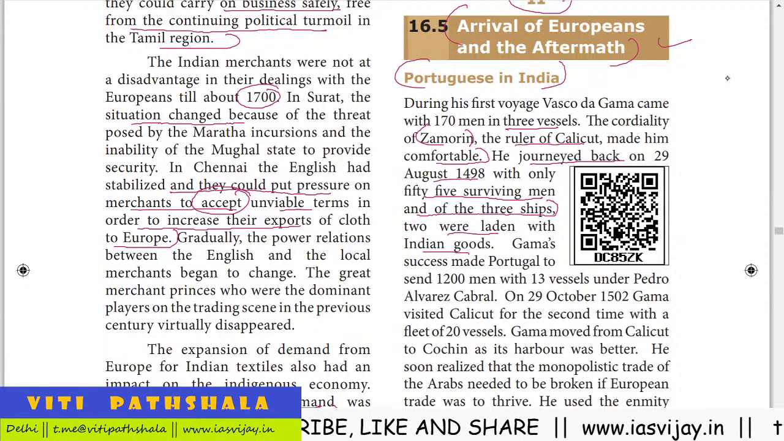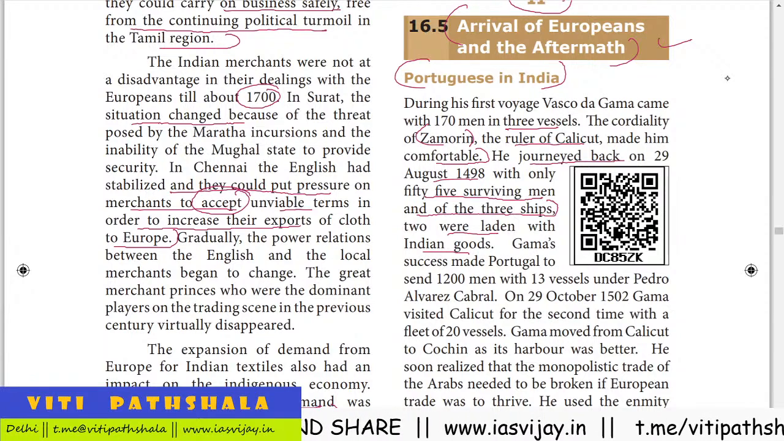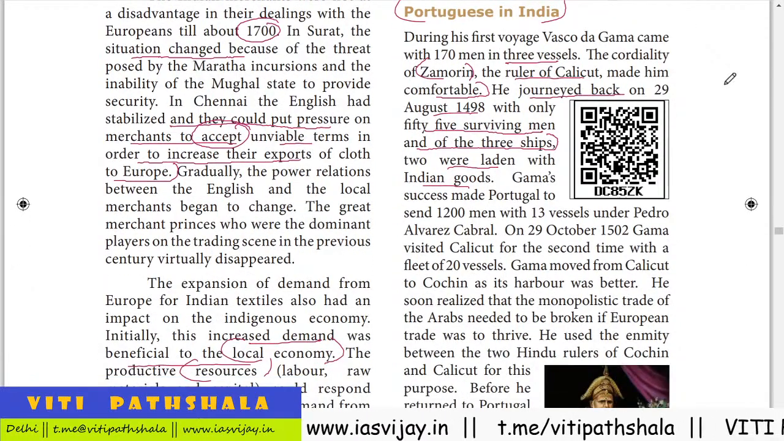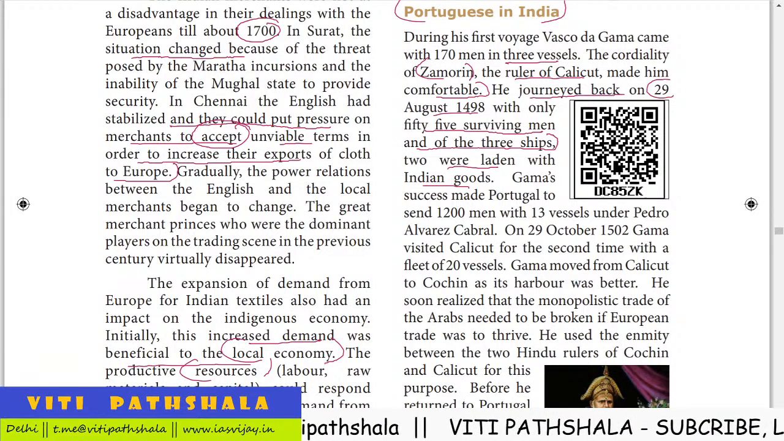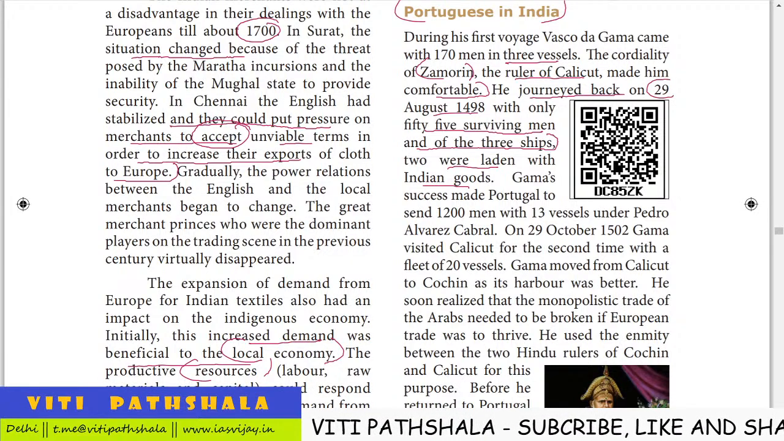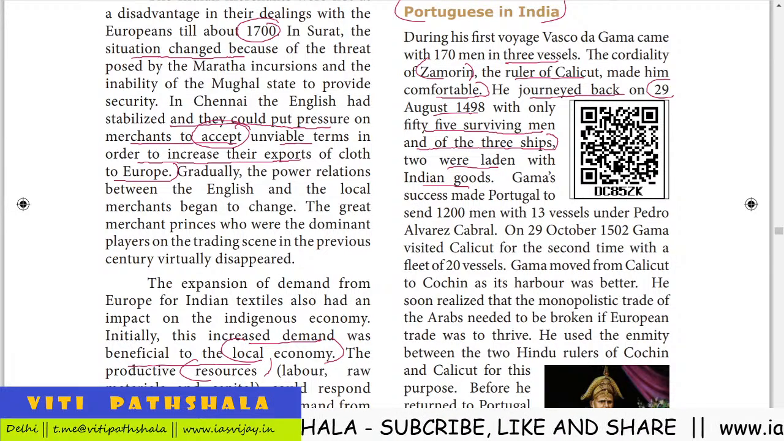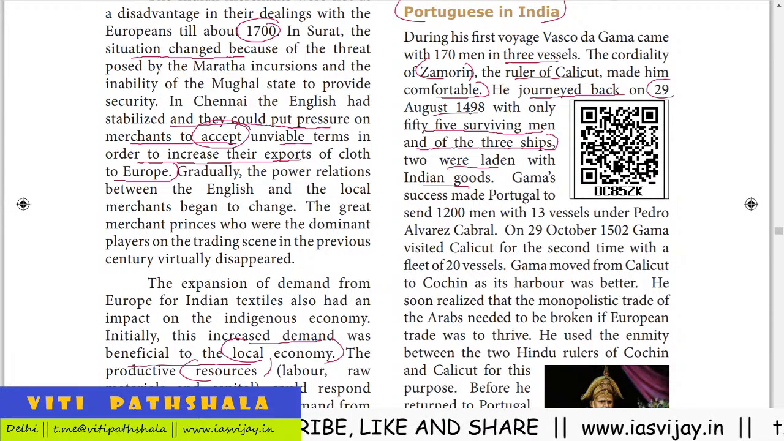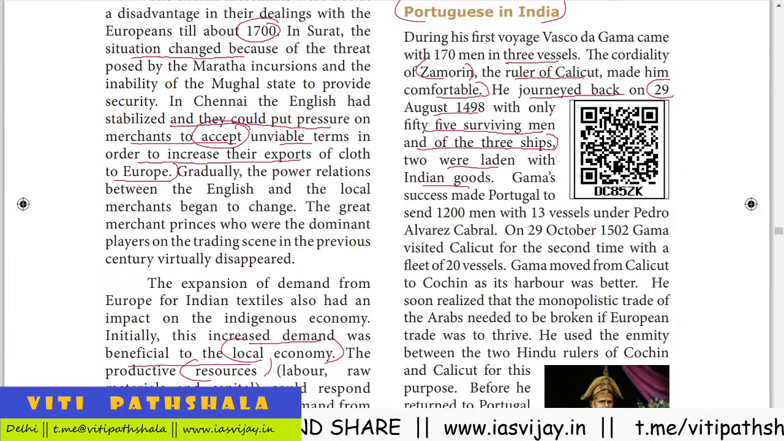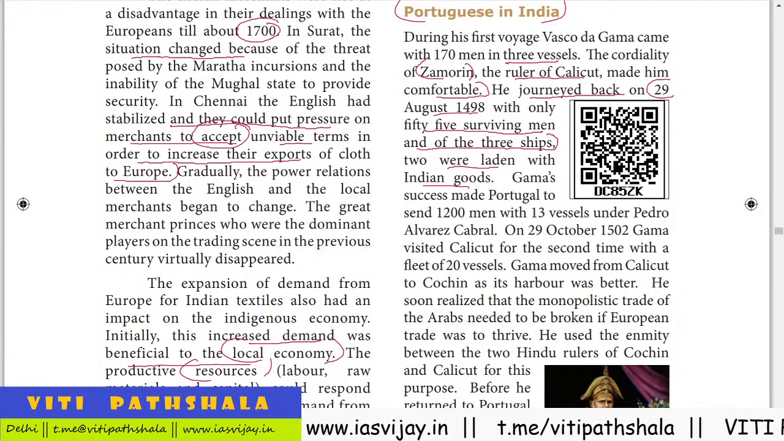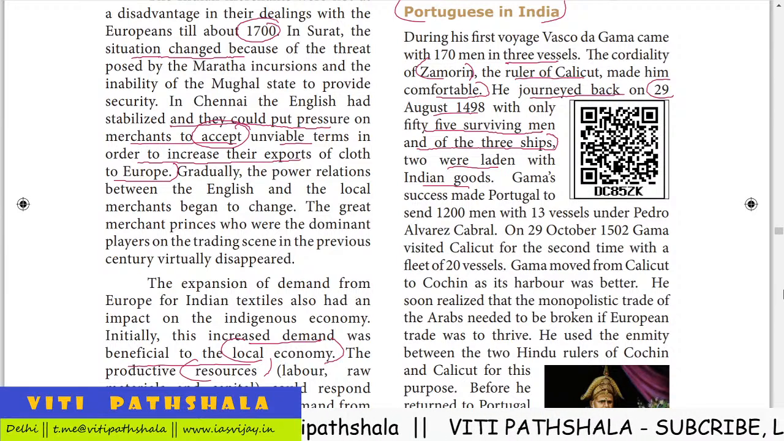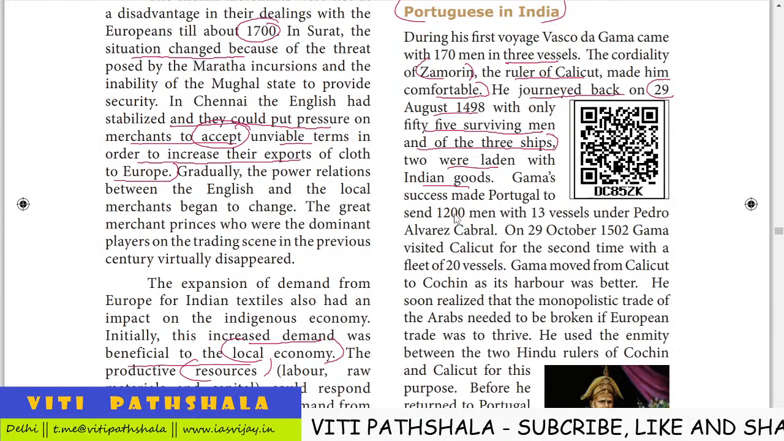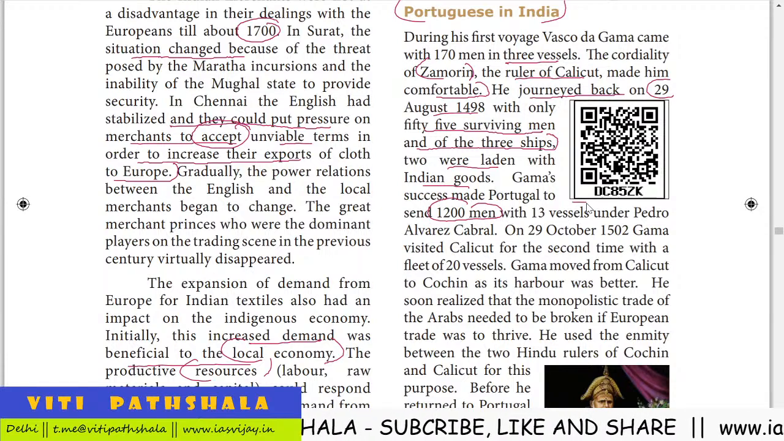Now, Gama's success made Portugal send 1200 men. So this date would not be there. The date would not be accurate, but he came the first time to India in 1498 itself. That is not the issue. He came in '98 itself. Now, Gama's success made Portugal send 1200 men with 13 vessels.